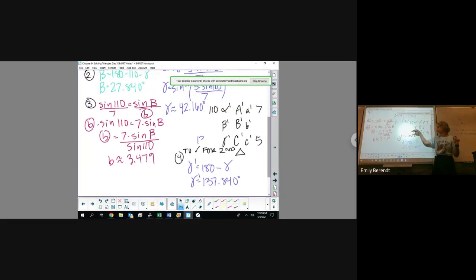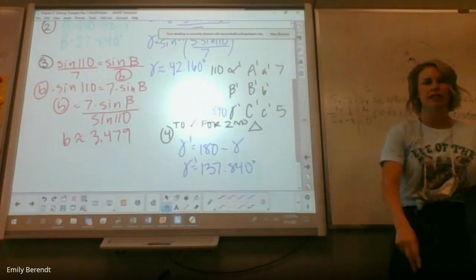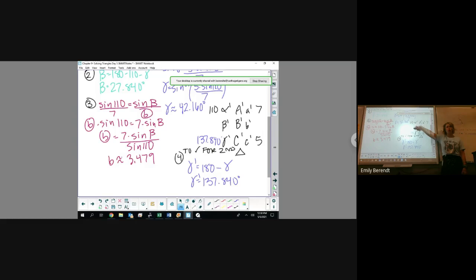Now you check for the second triangle. The only way for there to be a second triangle is if there's room for your third angle. Look at your first one and look at your second one. Why? Too big. It's already over 180. So there's only one triangle.